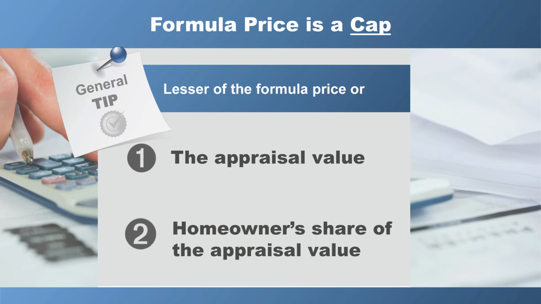Or the lesser of the formula price and the homeowner's share of the appraised value. The homeowner's share is calculated as the ratio of the buyer's original investment to the original market value. In this case, when the market falls, both the program and the homeowner take a hit. Watch Module 3 for a detailed comparison of the numbers for both of these alternatives.